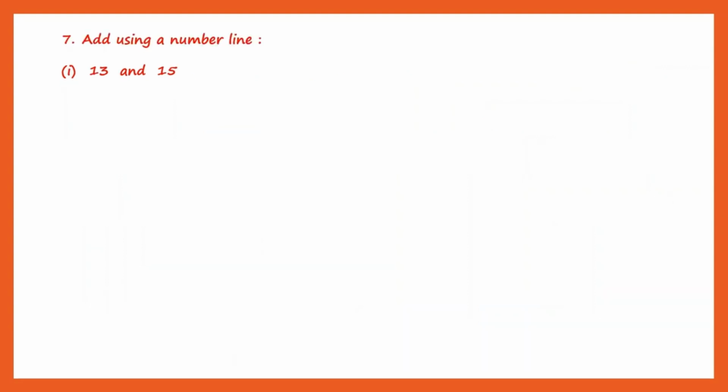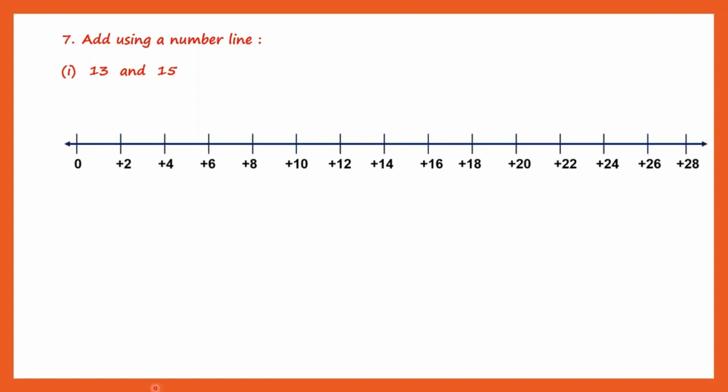Next one, add using the number line. We've done this earlier, so it should be easy for us. We're going to add 13 and 15 on the number line. So draw the number line, have all your numbers. Now when you have big numbers like this, let your numbers be in twos because we will not be able to fit in all the numbers if we have to write 0, 1, 2, 3. If we write it that way, we won't be able to fit in all our numbers. So we have written all the even numbers.